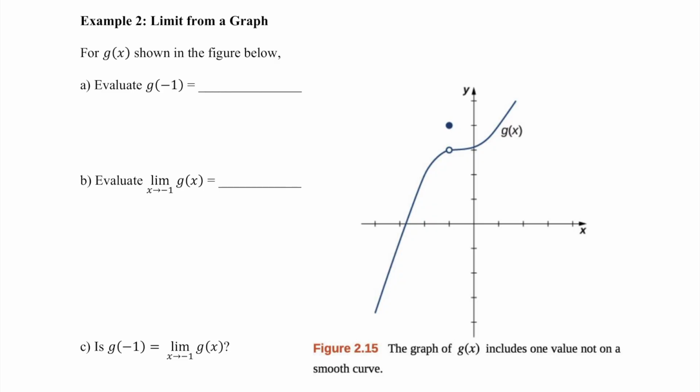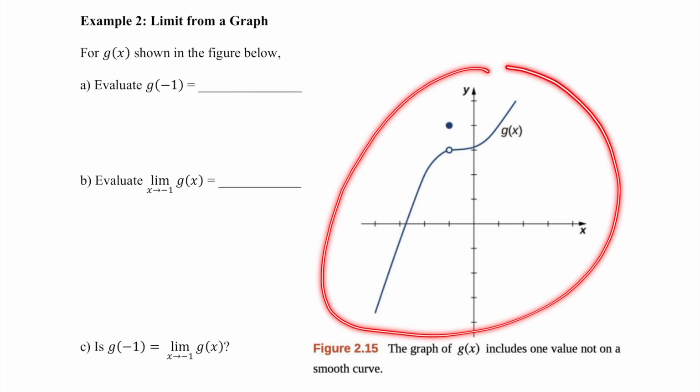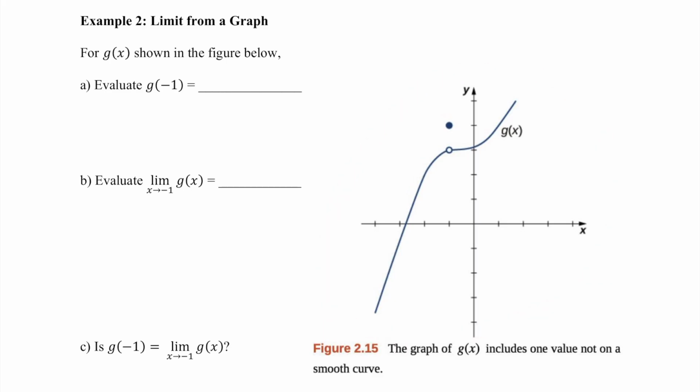Now, let's look at this example. We have a function g of x, and this is the graph of g of x. And we want to answer 3 questions. Take your time and look at the graph carefully. First question, we want to find g of negative 1.